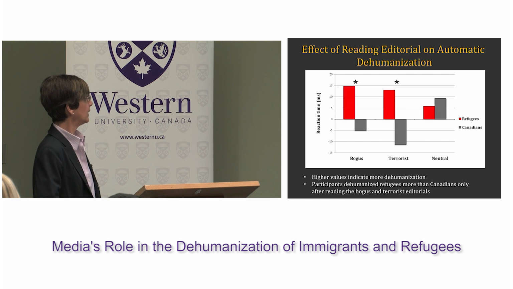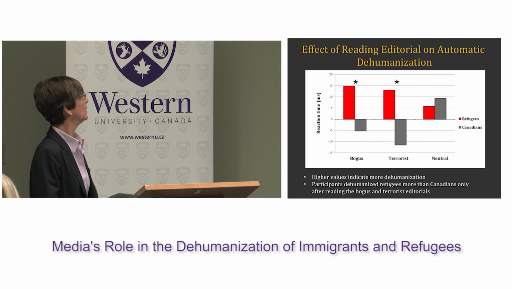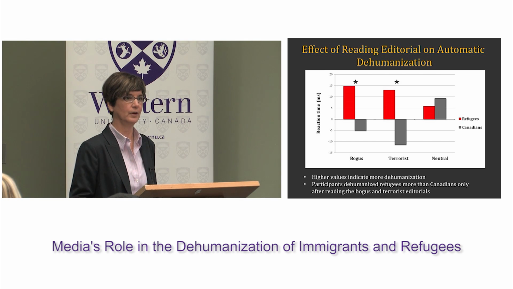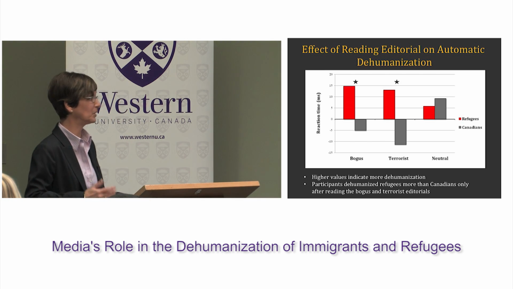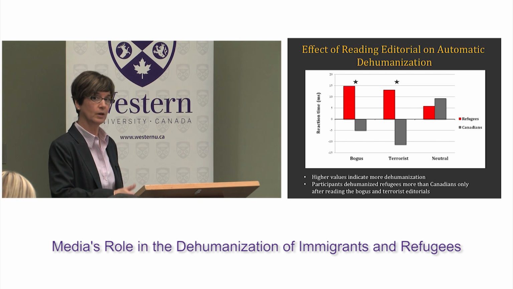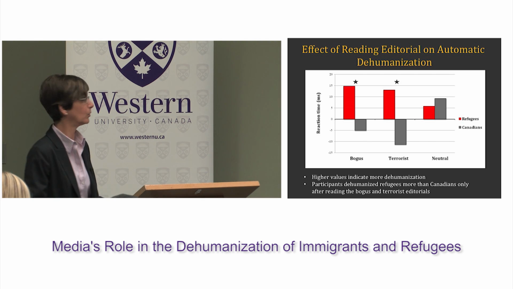The red bars are refugees, the gray bars are Canadians. So when you see the word refugee, you're much faster to respond to the animal words and to categorize those. It's a bit more complicated, but anyway, you're more likely to dehumanize, and you're more likely to associate refugees with animals. So you're faster at the animal words.